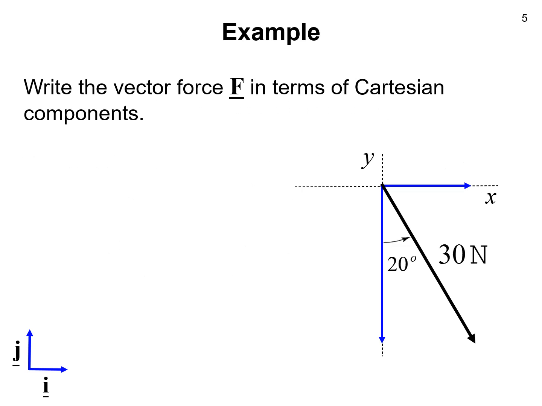So here's an example. Consider the vector f written in terms of its Cartesian components. How do we do that? I have a vector here of magnitude 30 newtons, and we're told that that vector is angled 20 degrees, but now it's measured from the negative y-axis, okay? So how do we get the components of this vector?